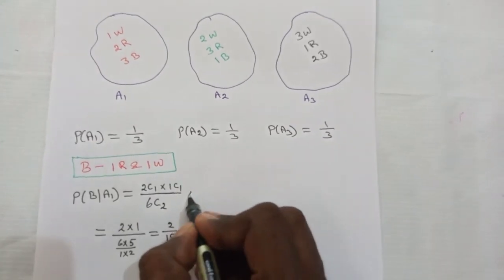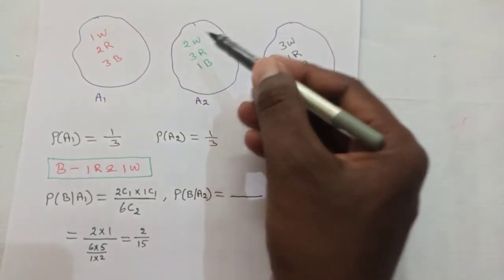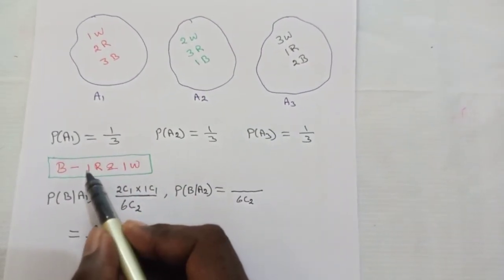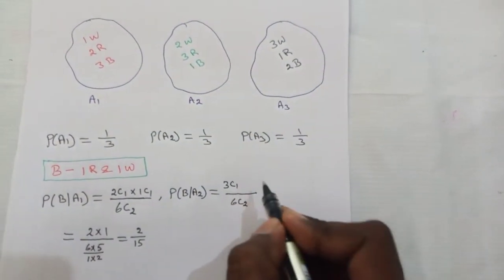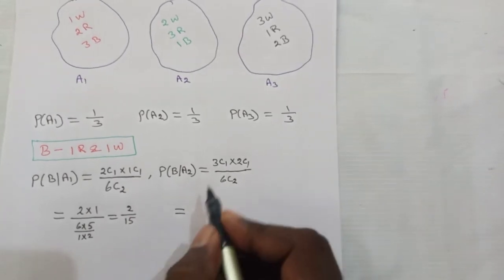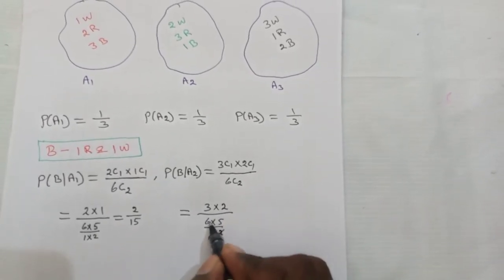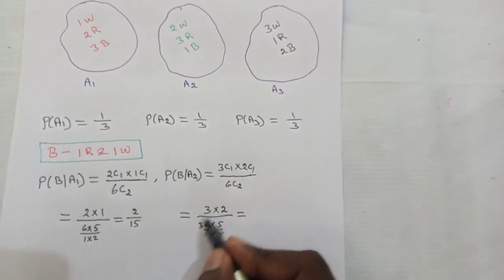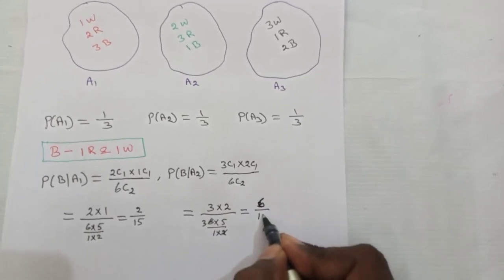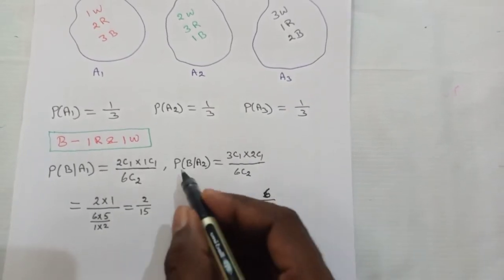Similarly, here I am going to find P of B given A2. How many balls are there? 5 plus 1, 6, so 6C2. From the 6 balls, I want 1 red ball; there are 3 red balls, so 3C1, into 1 white ball; there are 2 white balls, so 2C1. Simplify: 3C1 is 3, 2C1 is 2, over 6C2, which is 6 into 5 by 1 into 2. Cancel the 3, so it is 6 by 15. Try to make all have the same denominator. So 6 by 15 is P of B given A2.